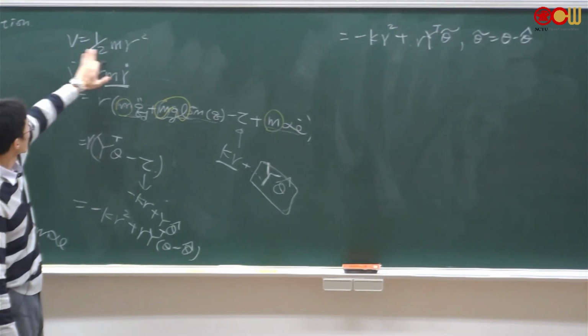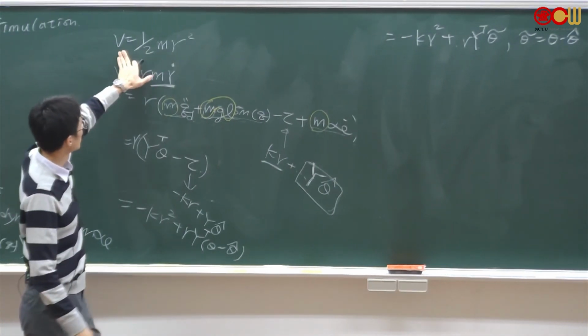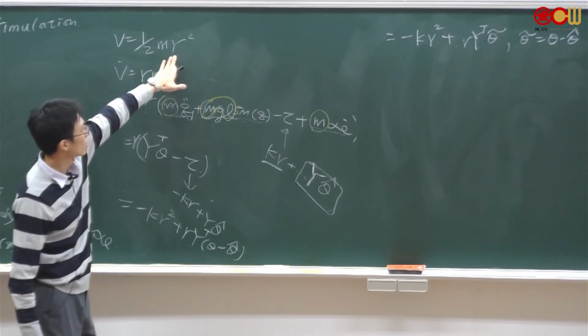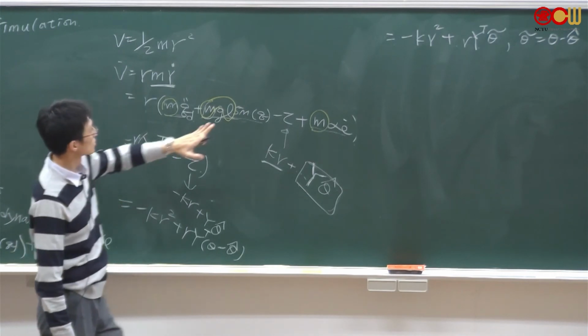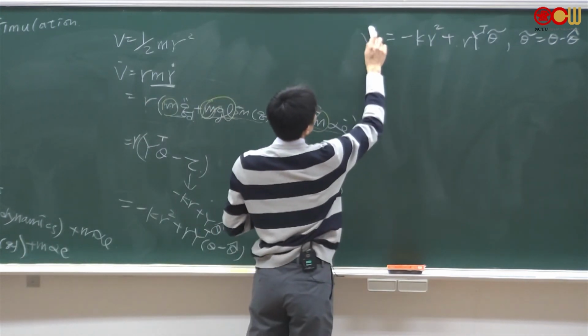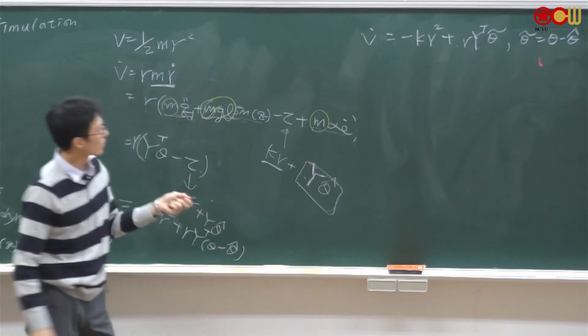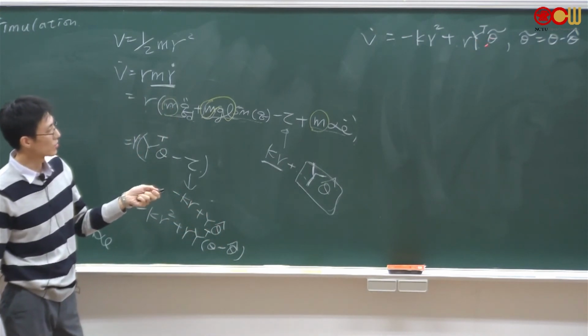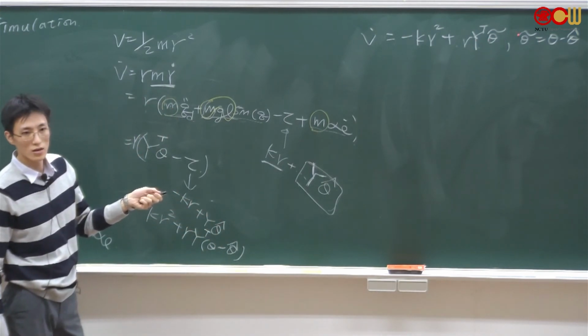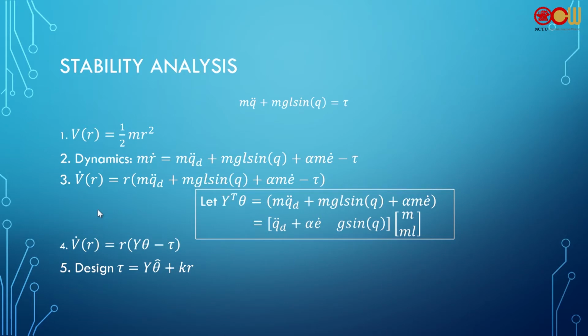We design V as a function of r. You get a V dot that is minus kr squared, but another term here cannot be cancelled, right? We get stuck here. But you can do better, okay? Let's do it another way, which is the next page.